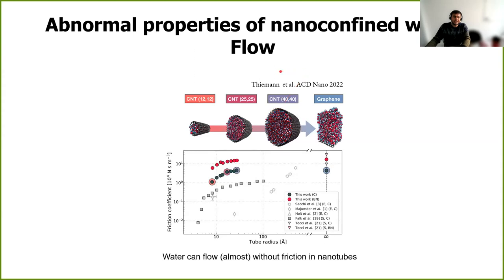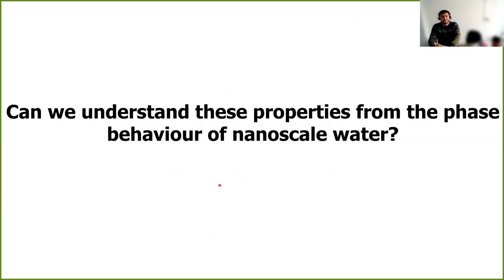And another very nice result of some experiments which measure how water flows through these tubes made up of carbon and HBN, is that they found that actually water flows extremely fast. You can calculate the friction coefficient of water. And as you reduce the radius of the tube, you see that water really starts flowing extremely fast over here. So again, all of these things make you wonder how exactly is the phase behavior of water changing, as you confine it to narrow pores and cavities.